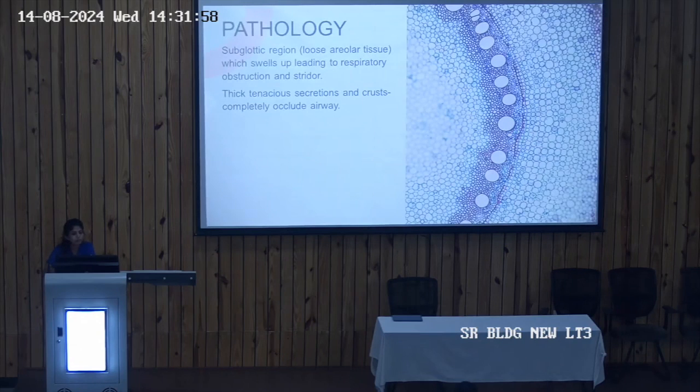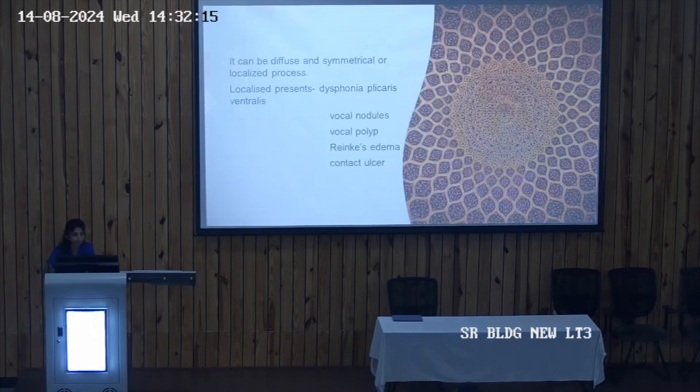What will happen in laryngitis? In the subglottic region, the loose areolar tissue will swell up, which will lead to respiratory obstruction and stridor. There will be thick tenacious secretions and crust, which will also occlude the airway.